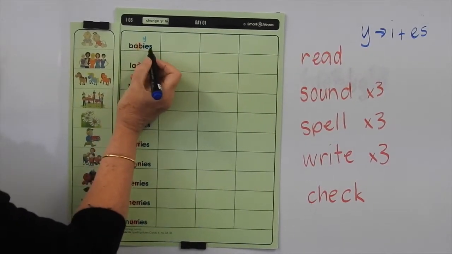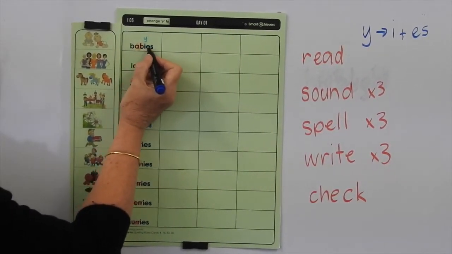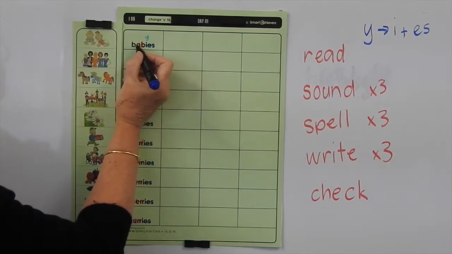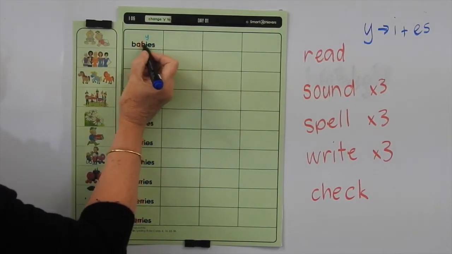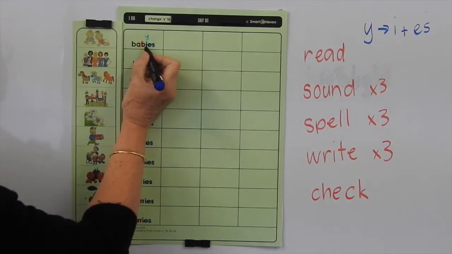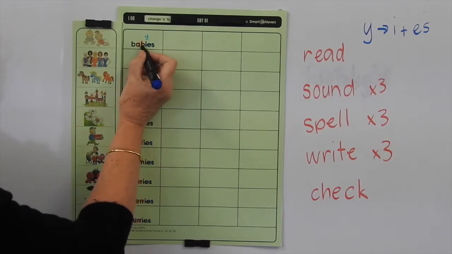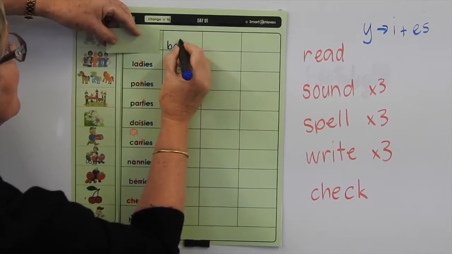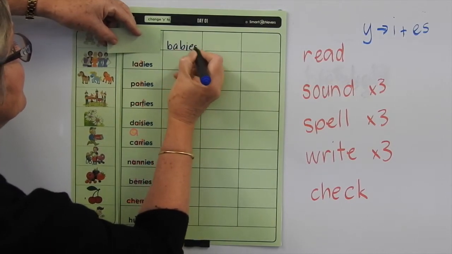So we've got babies, B-A-B-I-E-S, babies. Cover it and write it 3 times.